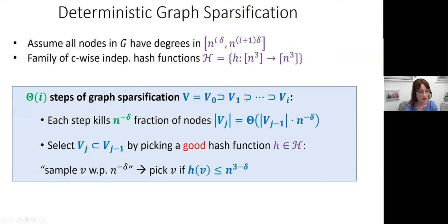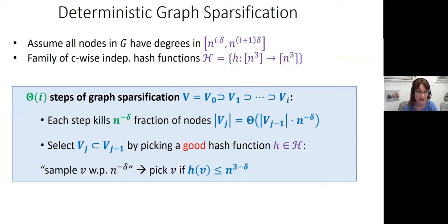In order to illustrate this graph sparsification, let's assume, and we actually can assume almost without loss of generality, that all the nodes in the graph have degrees roughly concentrated, something between n^(iδ) and n^((i+1)δ). I can assume that without loss of generality, up to losing a δ fraction of the edges, right? Because there are only 1/δ degree classes, okay?